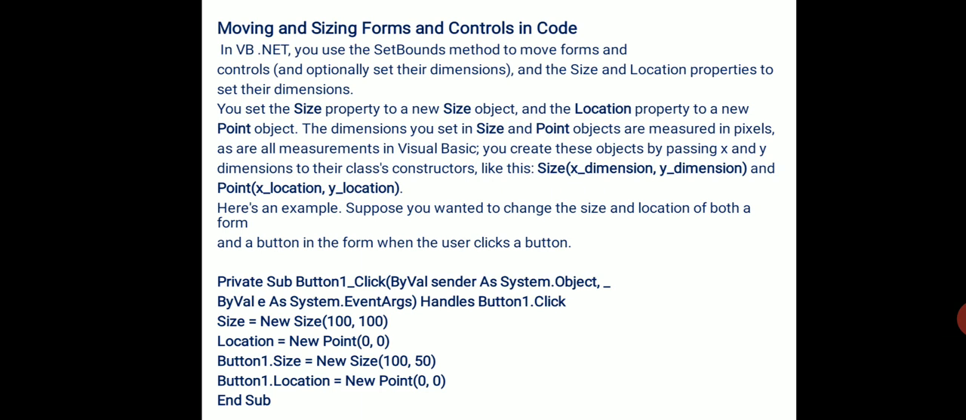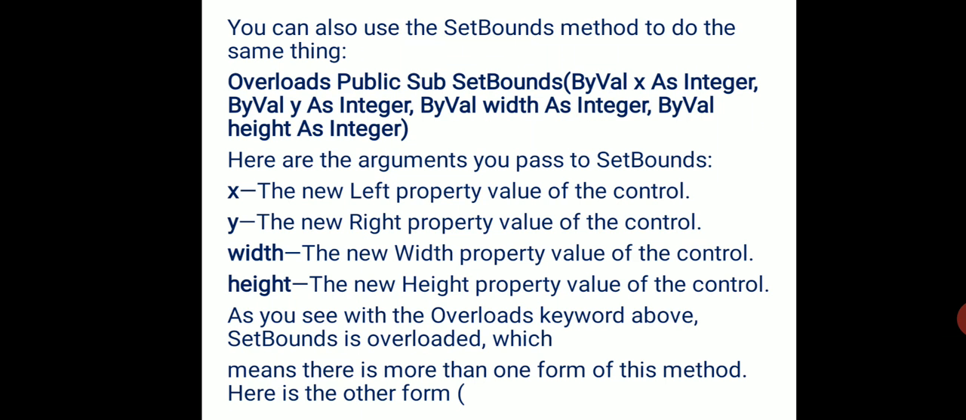So let us see one example. See the button click event. When you click Button1, then Button1.Size equals new Size 150, and Button1.Location equals new Point 0, 0. So this is how to move or size, or increase or decrease the size of the controls in code. You can also use the SetBounds method to do the same thing.